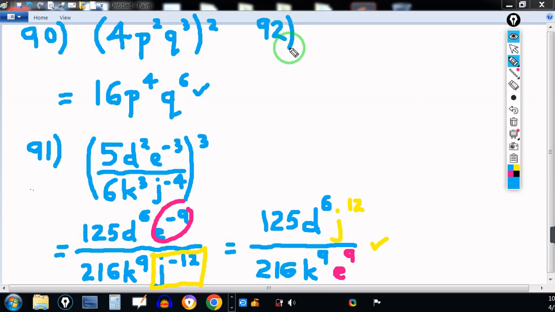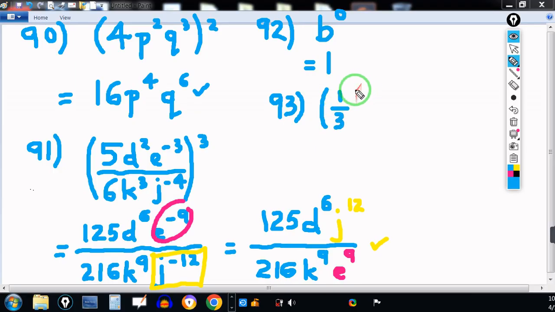So 92 will be equal to, very easy, b to the power of 0. Everybody knows by now is 1. 93. Watch out, yeah? The brackets and without brackets. So 93 will be equal to (1/3) to the power of 0. As long as the power is 0, the answer is actually 1. Done.